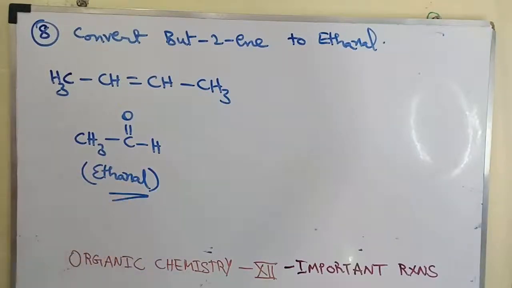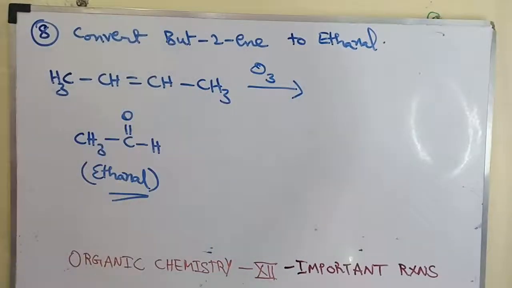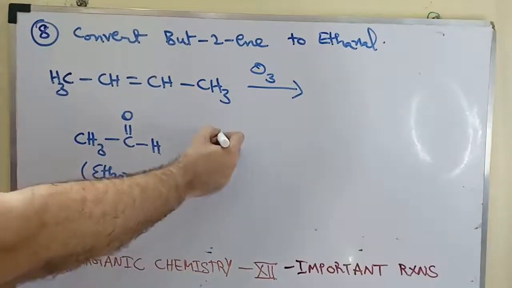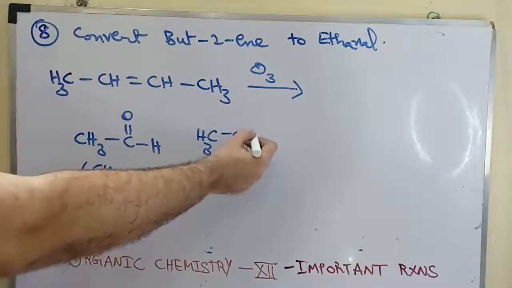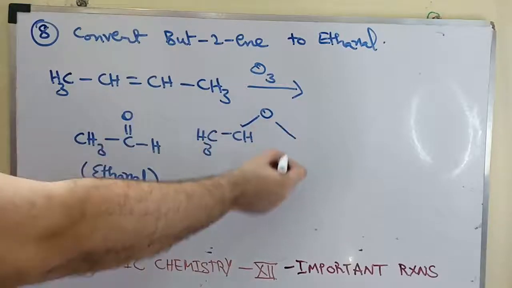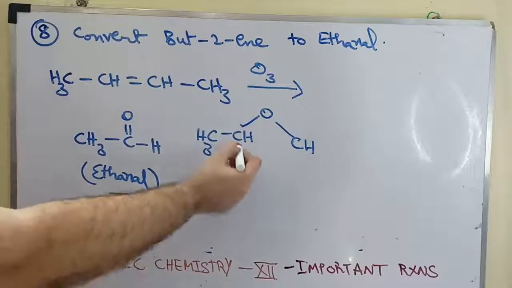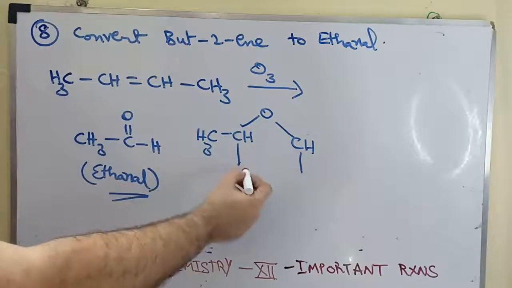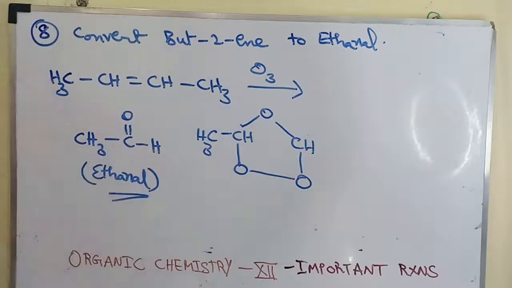Acetaldehyde is ethanal, and this is very simple. What we have to do is ozonolysis. When we do ozonolysis, what we get is CH3CH. So O3, we can draw a structure like this, like a crown, so that all the bonds will be utilized.